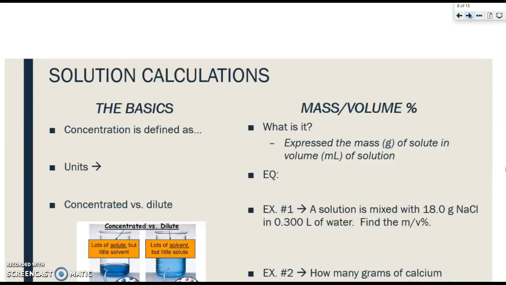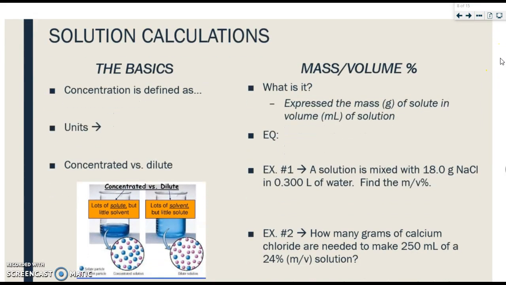Now we're going to kind of switch gears, and instead we're going to talk calculations. We haven't done that just yet. Some basic information about calculations before we get into them. Concentration is defined as the amount of solute dissolved into a set amount of solvent or solution.